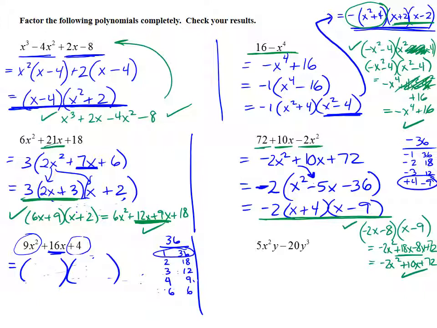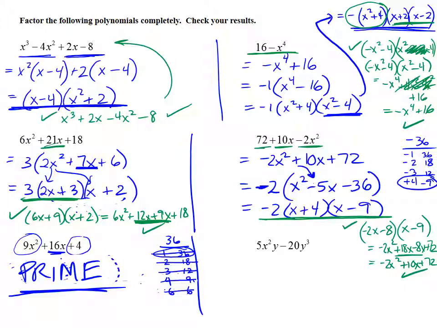1 and 36, no. 2 and 18 add up to 20. 3 and 12 add up to 15. 4 and 9 add up to 13. 6 and 6 add up to 12. Nothing adds up to 16. So it turns out I actually can't factor this at all. This would be prime. So here's an example of a prime polynomial. There was nothing common that I could take out at the beginning, and I tried looking for perfect squares, which didn't work. Tried factoring in the normal way, doesn't work because it is prime.